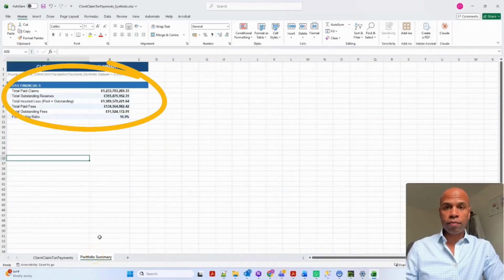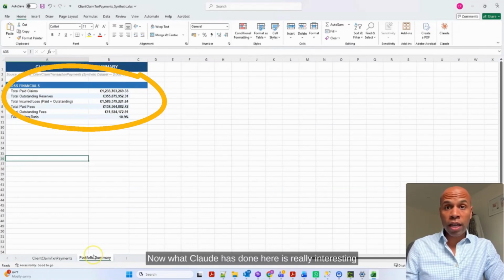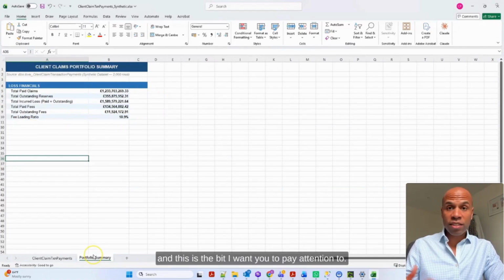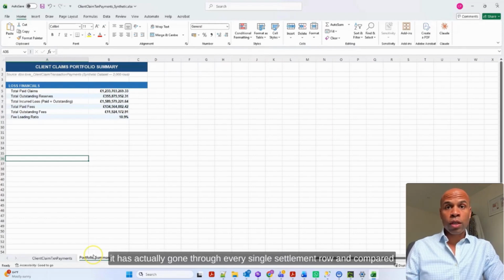And there we go. Now what Claude has done here is really interesting, and this is the bit I want you to pay attention to. It has not just given us totals, it has actually gone through every single settlement row and compared the outstanding reserve against what has already been paid. And anywhere it finds a settlement where the outstanding amount is larger than the paid claim, it has flagged that as a potentially under-reserved position.